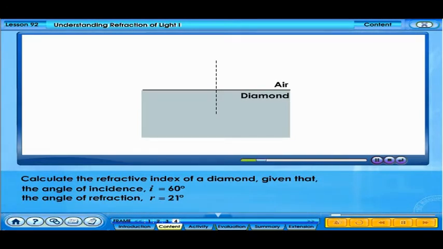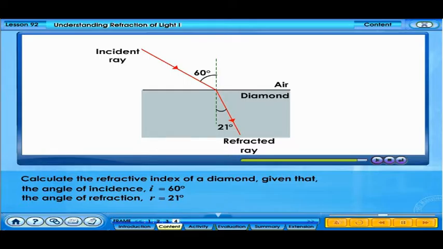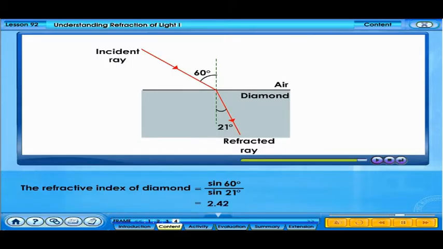Calculate the refractive index of a diamond given that the angle of incidence, i, equals 60 degrees and the angle of refraction, r, equals 21 degrees. The refractive index of diamond equals sin 60 degrees over sin 21 degrees, which equals 2.42.